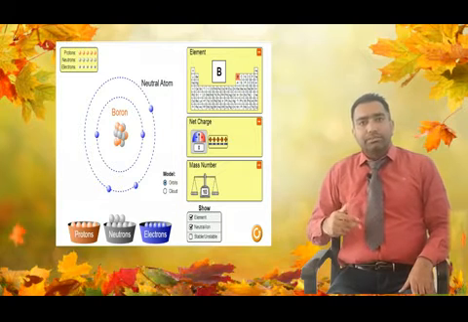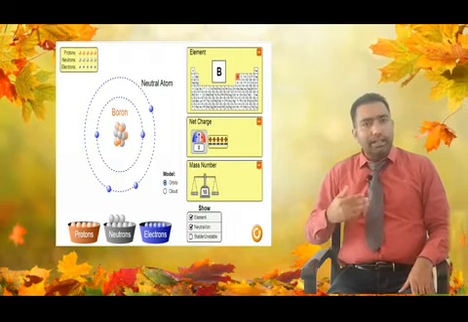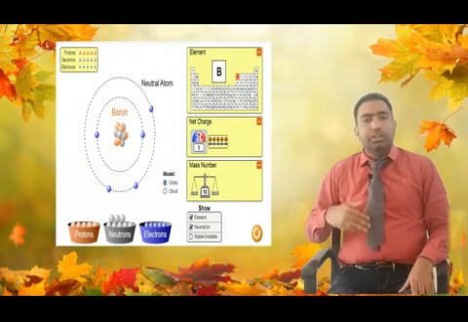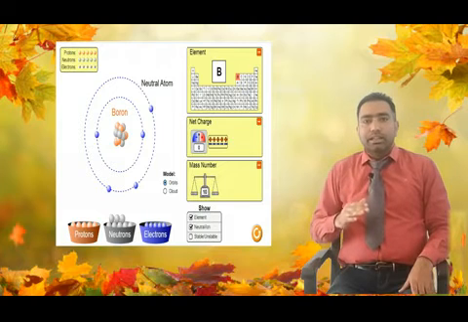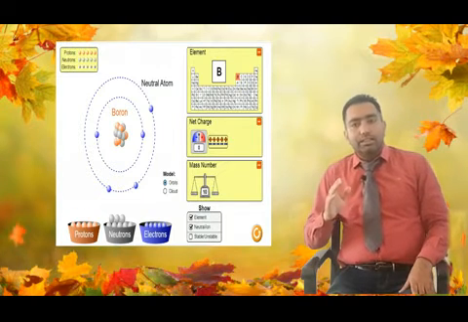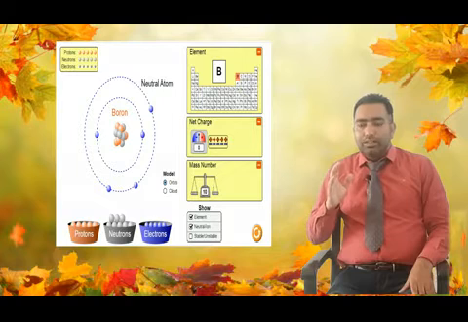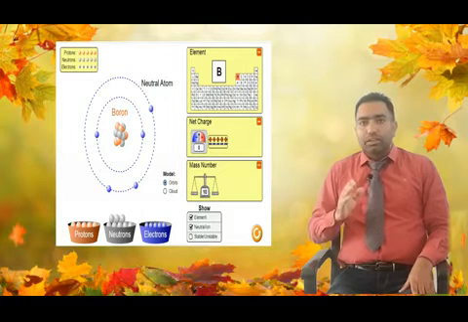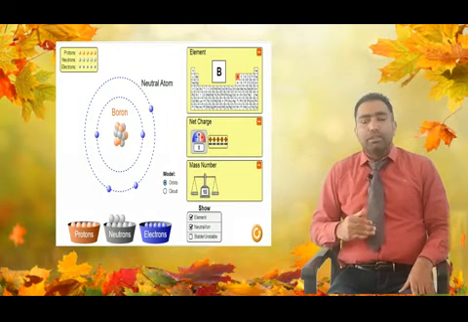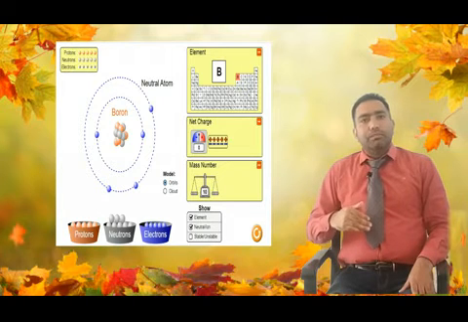So likewise we can create more atoms, more ions by adding more protons, neutrons and electrons, and in this way this is a sort of experiment we are doing using this simulation, by which we are able to understand the concept of atom, concept of ion and concept of mass number.